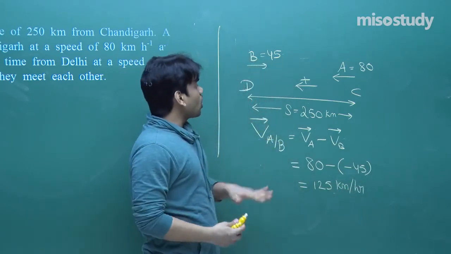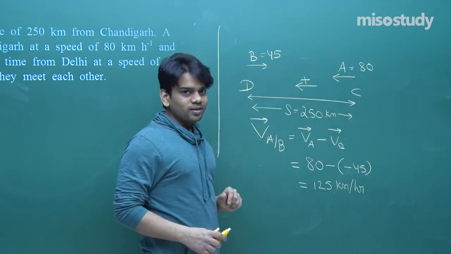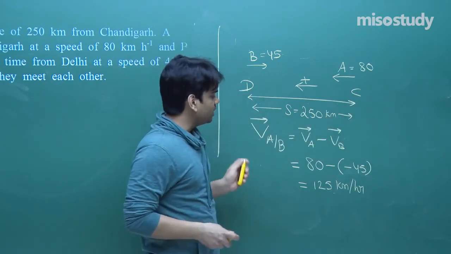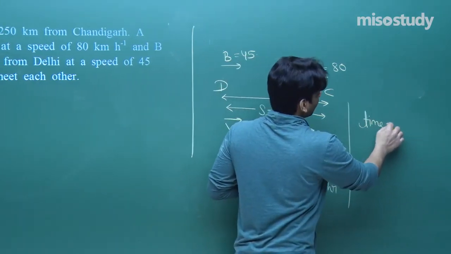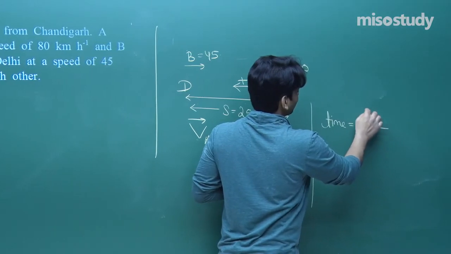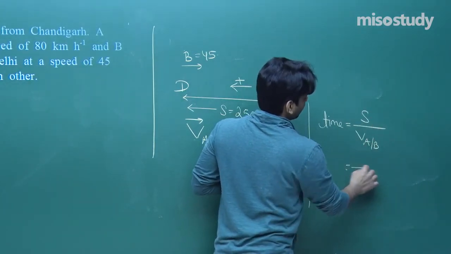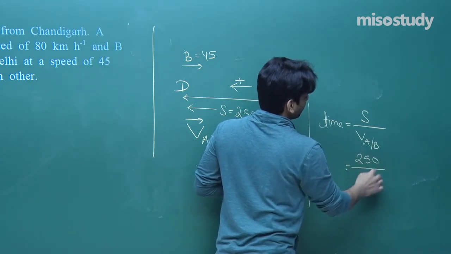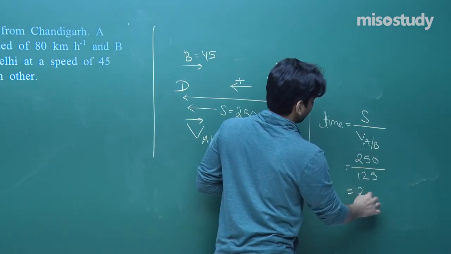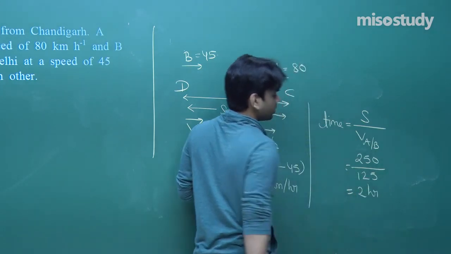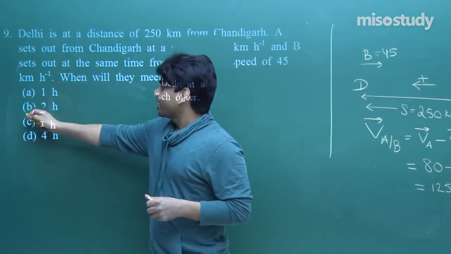Now if we stop B here only, for A to catch up 250 km so that he meets B, the time taken, we are doing relatively, will be distance S divided by velocity of A with respect to B, that is 250 divided by 125, which gives you 2 hours as the required result. So easily we can solve this. 2 hours will be the required answer, so option number B is the right result.